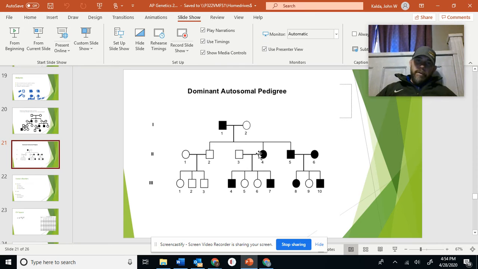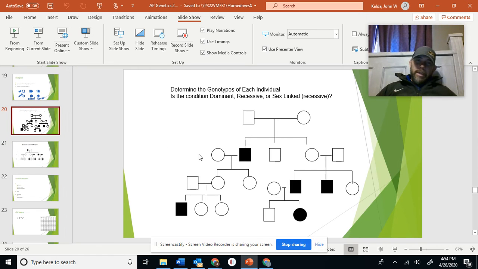One, if you're seeing it in every generation, such as 1 to 4 to 7, 1 to 5 to 8, I think we could probably all agree that this is a dominant condition. When you start looking at situations where it is skipping generations, right? In this case, we're probably looking at a recessive condition.